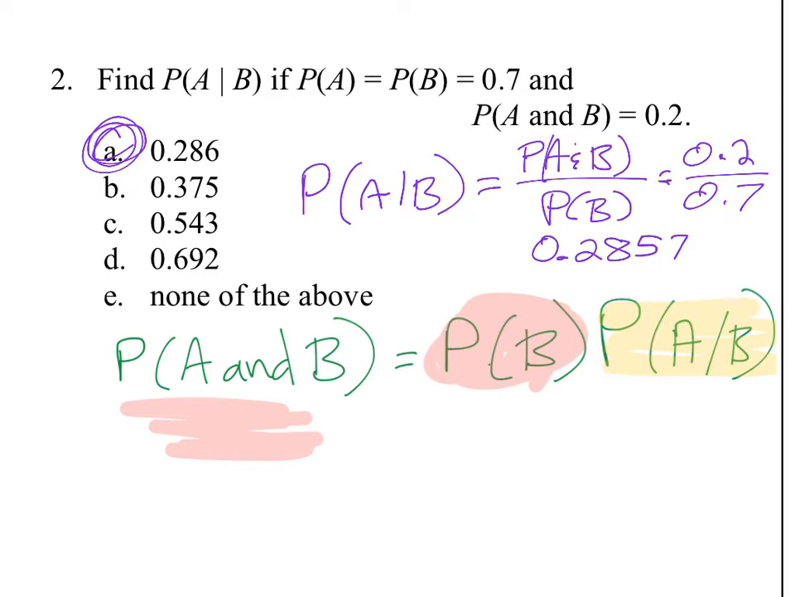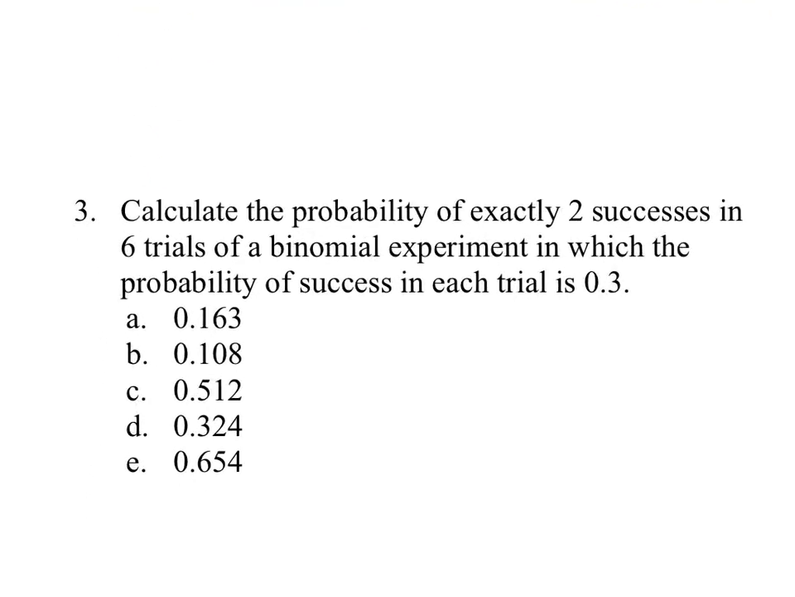All right, you should be writing this formula on your formula sheet, okay? The thing to remember is this changes according to the order of A given B. If it had been B given A, then this would have been the probability of A, okay? So in the conditional probability, whatever comes second is the probability that goes in the denominator. Okay, so just remember that.